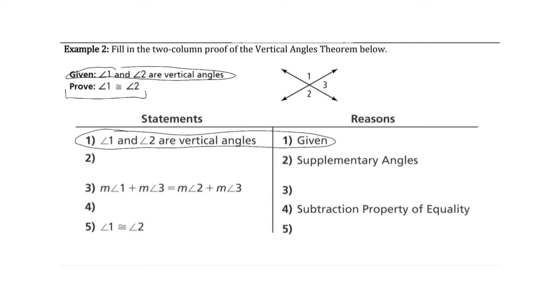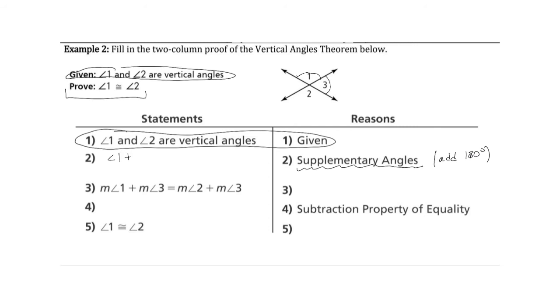Okay, so if we look at our reason for number 2, that's going to help us draw our statement. It tells us our reason that we're writing this is they're supplementary angles. Well, we know supplementary angles add to 180 degrees. So supplementary angles add to 180 degrees. That means if we add 1 and 3 together, it's going to equal 180 degrees.